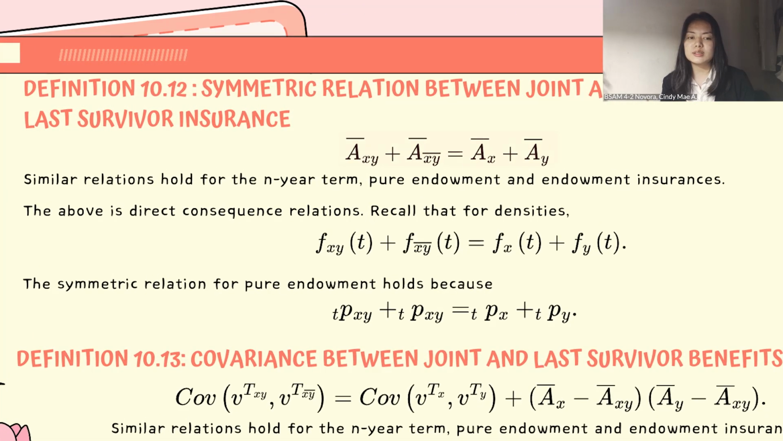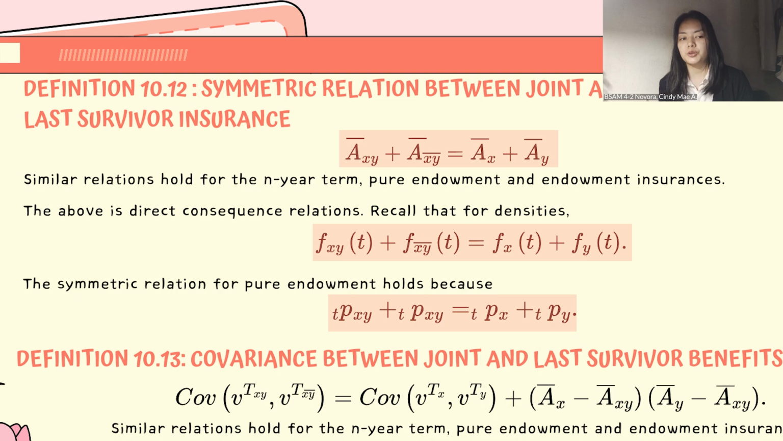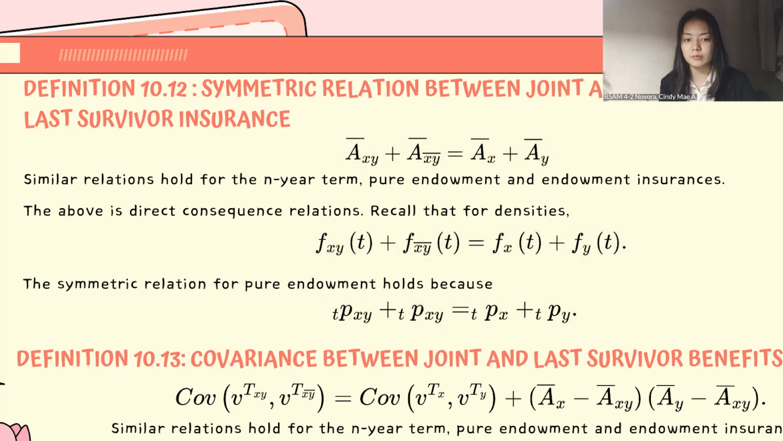This is commonly used in pension plans, spousal insurance, and business partner policies. It simplifies calculations by expressing joint life insurance in terms of individual life insurance values. And it ensures fair pricing and accurate risk assessment for insurers.